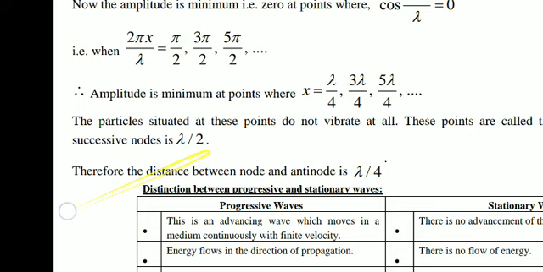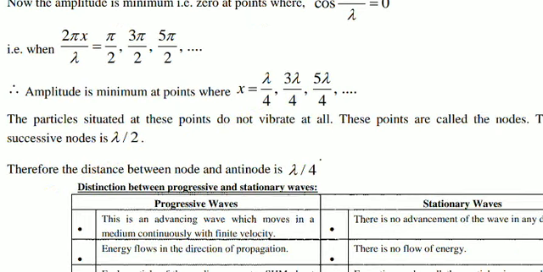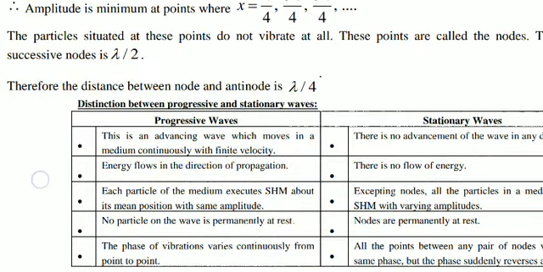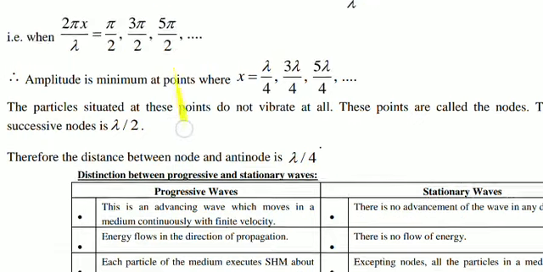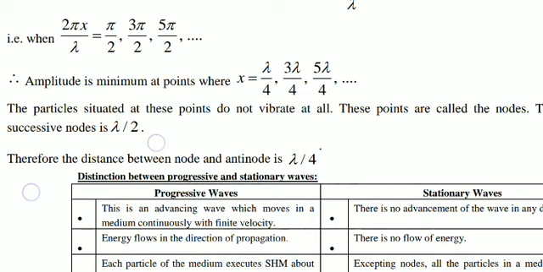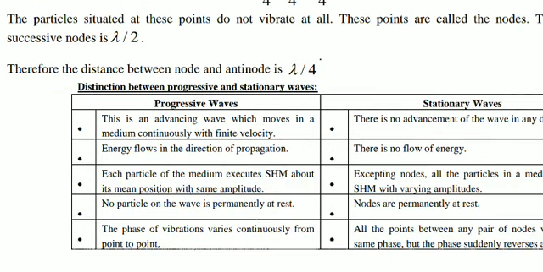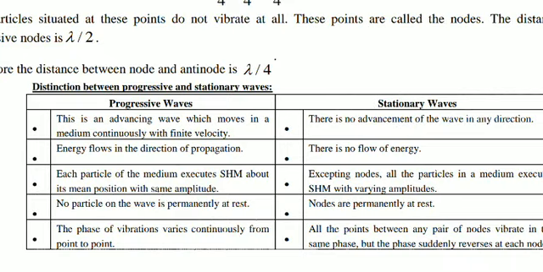So the same calculation has to be done here. 3 lambda by 4 minus lambda by 4 will be equal to lambda by 2. 5 lambda by 4 minus 3 lambda by 4 will be equal to lambda by 2. And if you want to find the distance between a node and an antinode, that will be lambda by 4. You see, the distance between two antinodes is lambda by 2, the distance between two nodes is lambda by 2, so the distance between a node and antinode will be lambda by 4. Okay, so this is the analytical treatment of the standing wave.